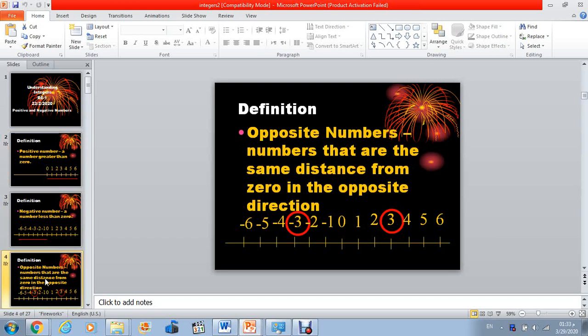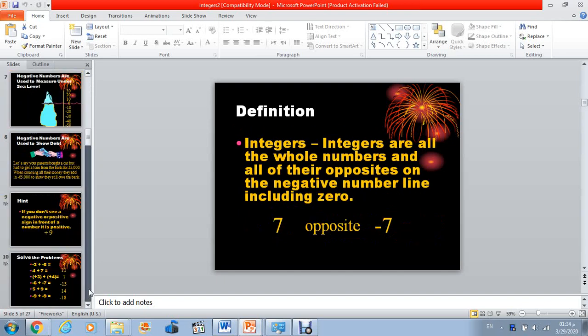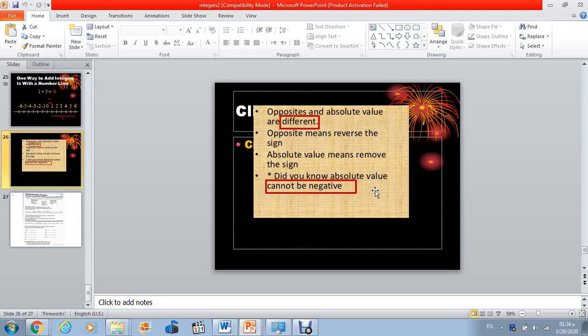What do I mean by opposite number? It's the number that has an opposite sign. So if I ask you to give me the opposite of 3, you would tell me it's -3, right? Then we discussed the absolute value of a number, which means to remove the negative sign, and the absolute value can never be negative.